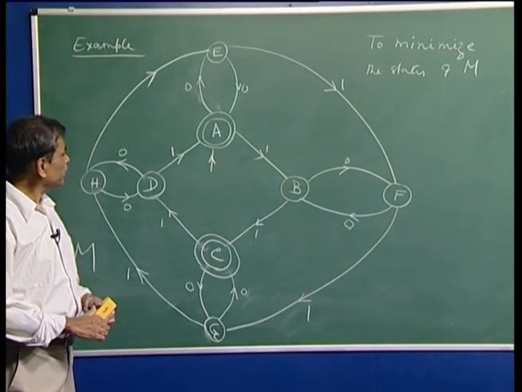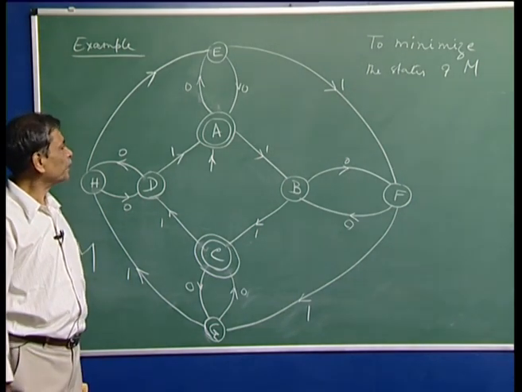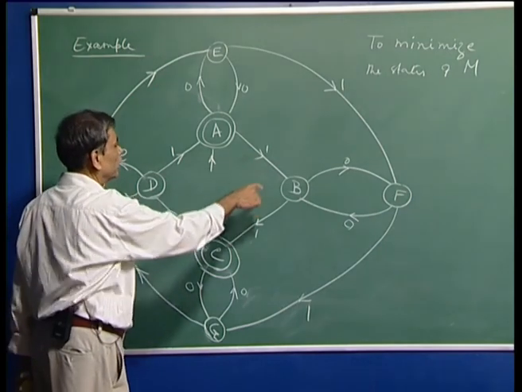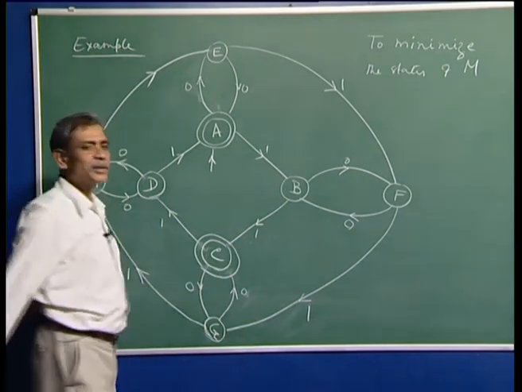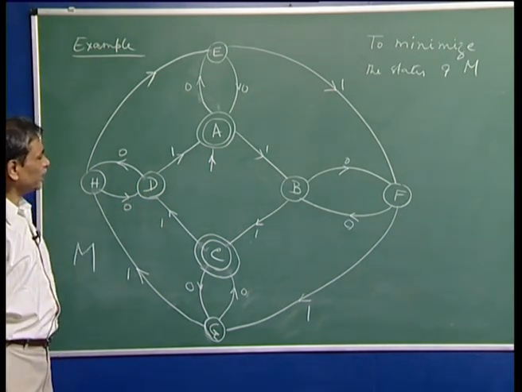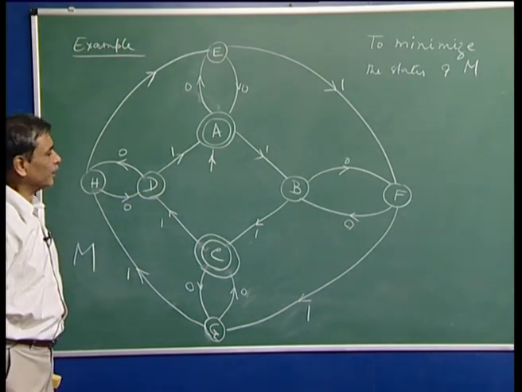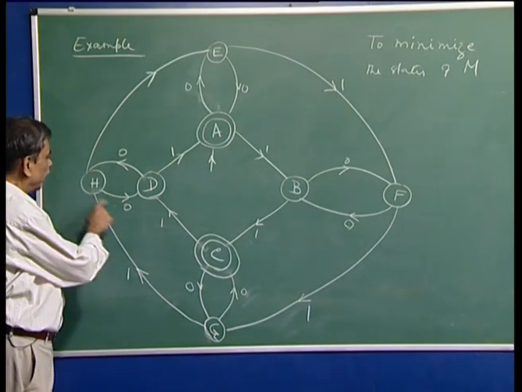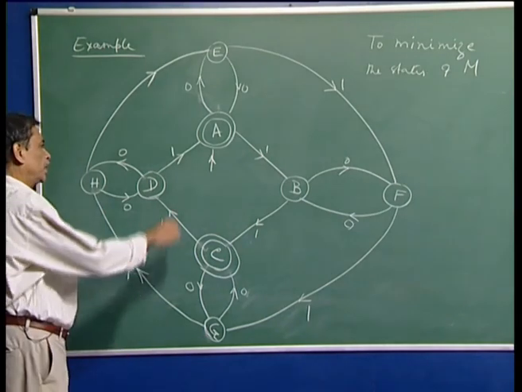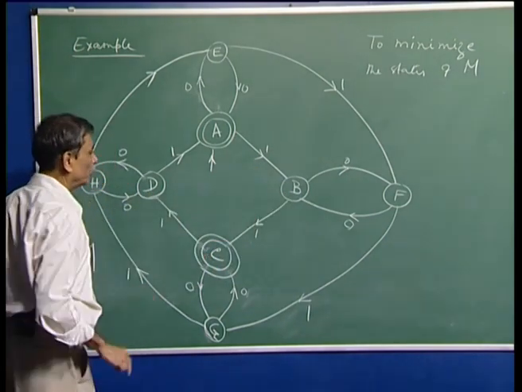Now, what is this machine trying to remember? I can see that this machine is trying to remember the number of ones modulo 4. For example, if the machine is in this state, the total number of ones it has seen in the input so far, when divided by 4, leaves remainder 3. The same thing holds here also, because you come to these outer states only on zeros from one of the inner states. So here the number of ones seen is 0 modulo 4, here it is 1 modulo 4, 2 modulo 4, 3 modulo 4, and so on.